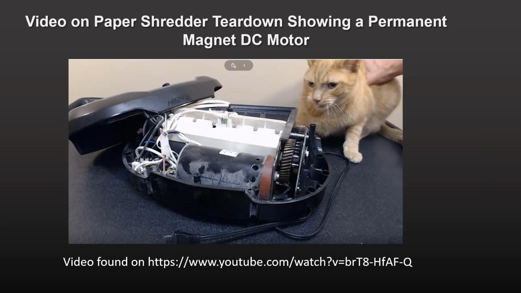We have a video demonstration of the teardown of a paper shredder. Inside that paper shredder is a permanent magnet motor, which we'll also tear down for you. The video is stored in YouTube. It also stars my cat Oliver, another reason to watch. The URL is given at the bottom of the slide.